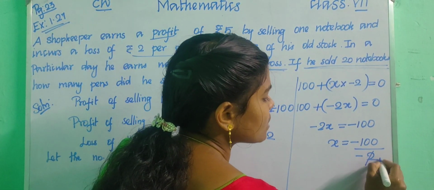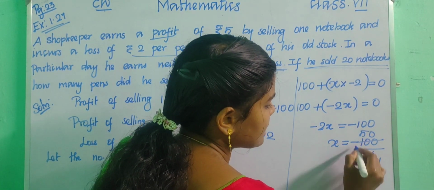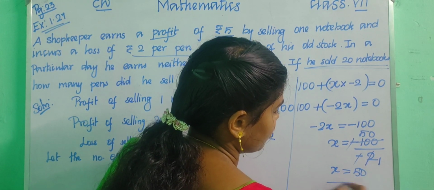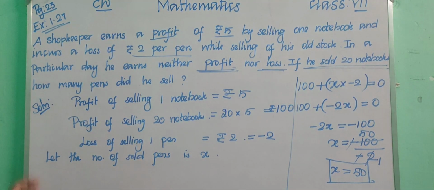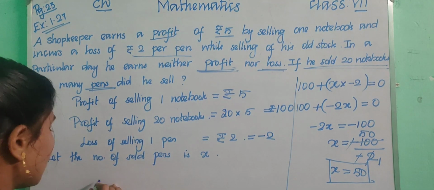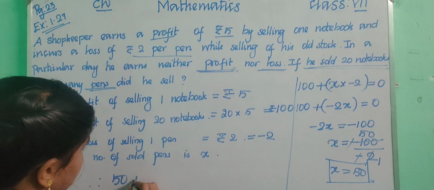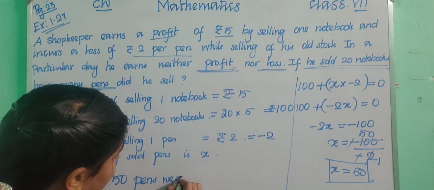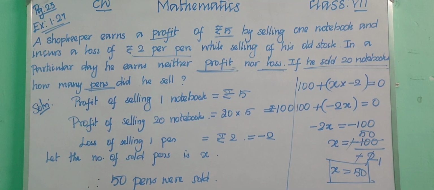Now 2 ones are 2, 5 twos are 10, and 0. The minus and minus we can cancel. So what is the x value? x equals 50, okay children. So the number of notebooks sold is 50. Sorry, number of pens. The number of pens sold is 50. As the final answer we can write, therefore 50 pens were sold, okay children. So copy it in your classwork notebook.